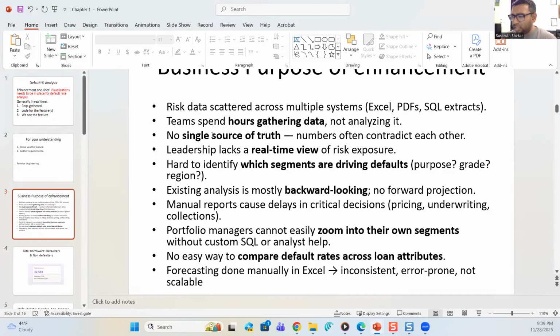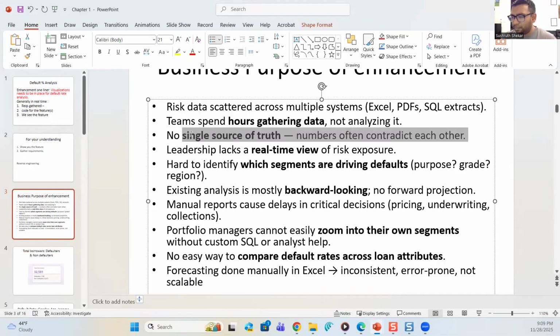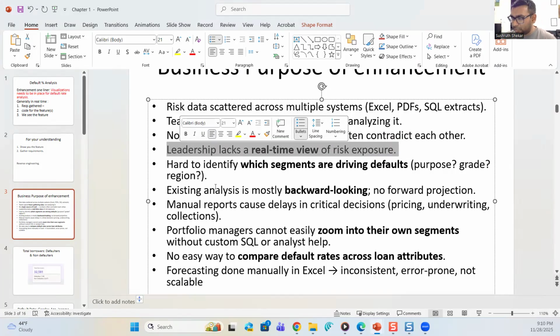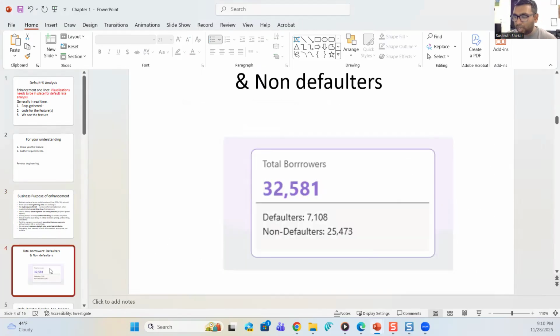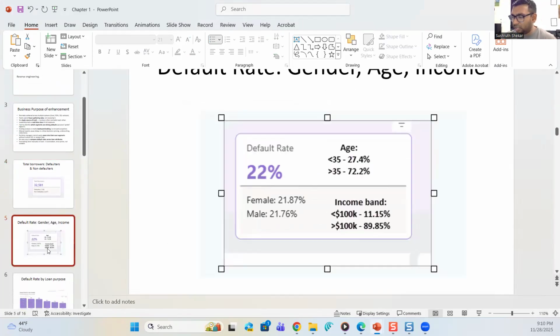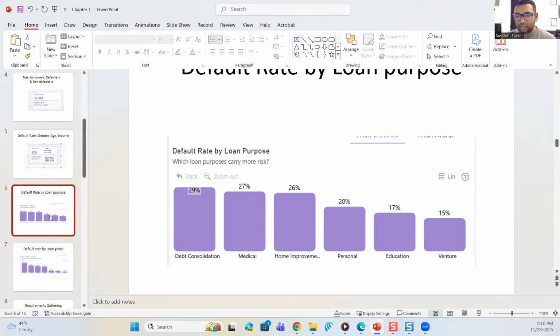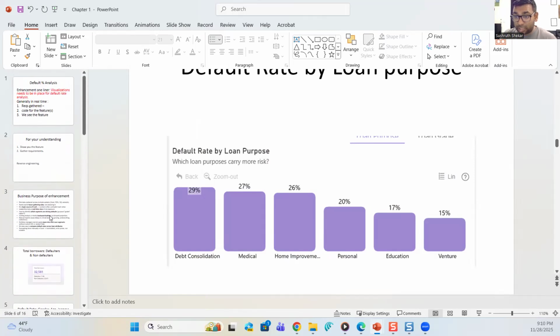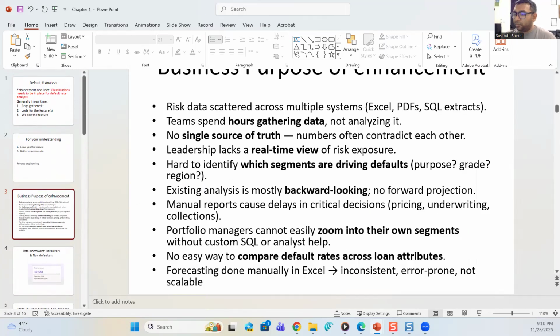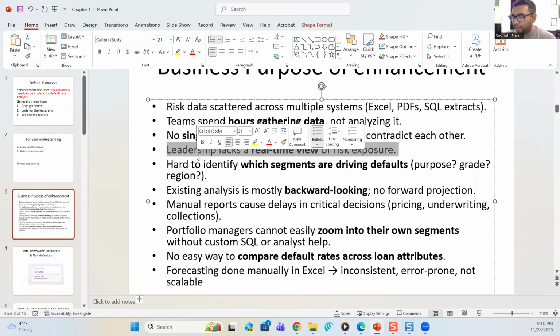Currently, they don't have a single source of truth. They are trying to resolve that by looking into the visualizations. You get the point? Leadership lacks a real-time view of risk exposure. By visualizing it like this, they get a good view of the risk exposure. Currently, they don't have that because they are looking into spreadsheets and PDFs. They don't get that view.